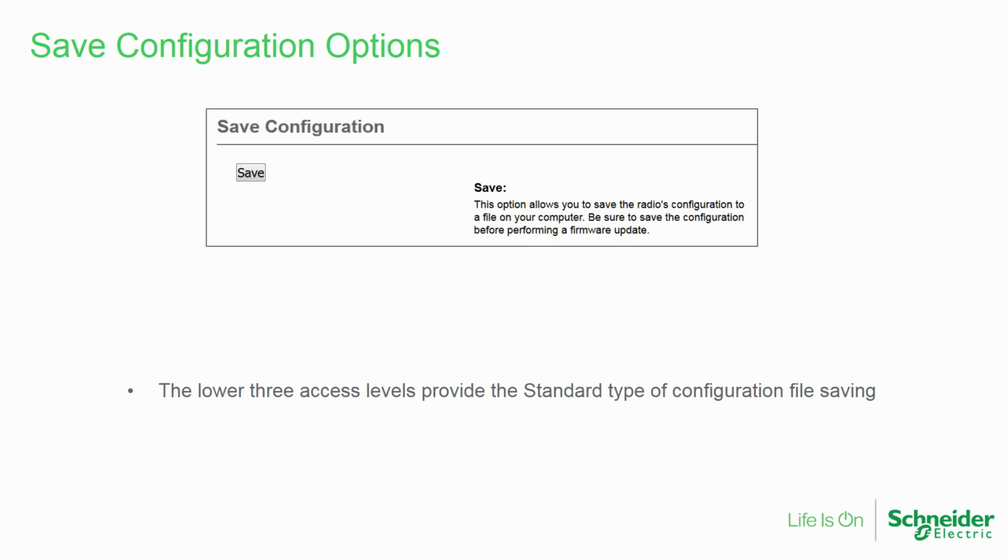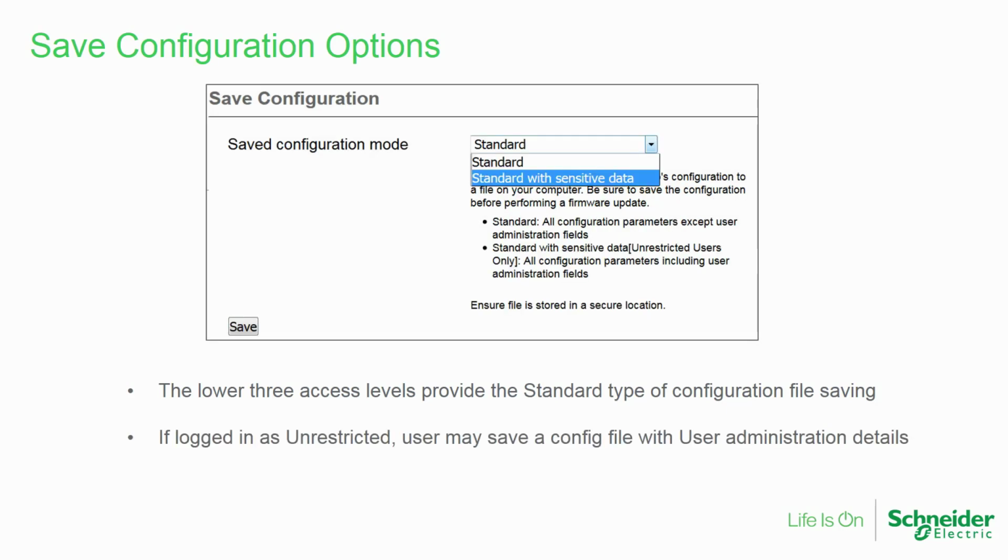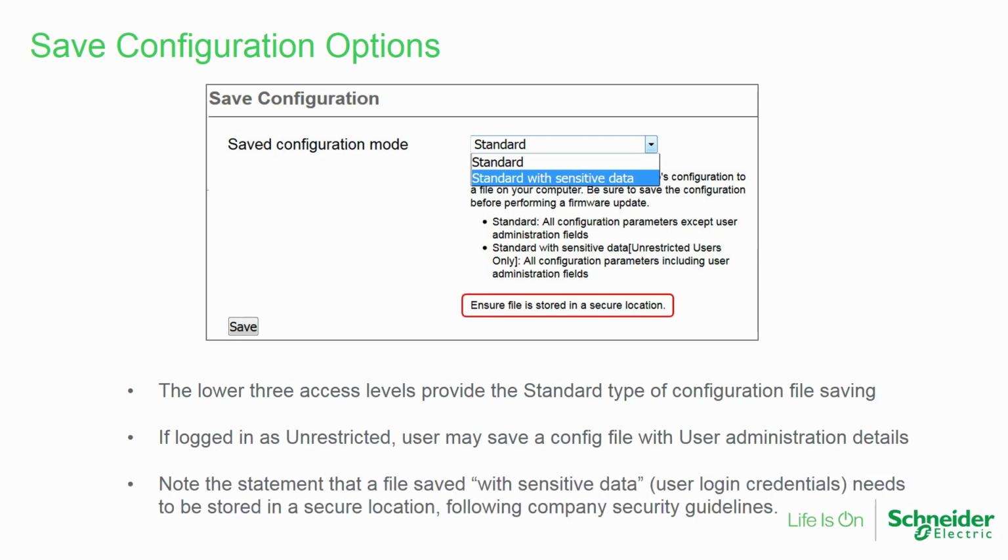Here we have navigated to the Save and Load dialog in the Setup menu. The lower three login access levels provide only the standard type of configuration file saving. However, if logged in at the unrestricted level, the user may optionally save a configuration file containing user administration details. While this can be very useful for copying credentials to multiple radios, please note the statement that a file saved with sensitive data, that's the user login credentials, needs to be stored in a secure location following company security guidelines.